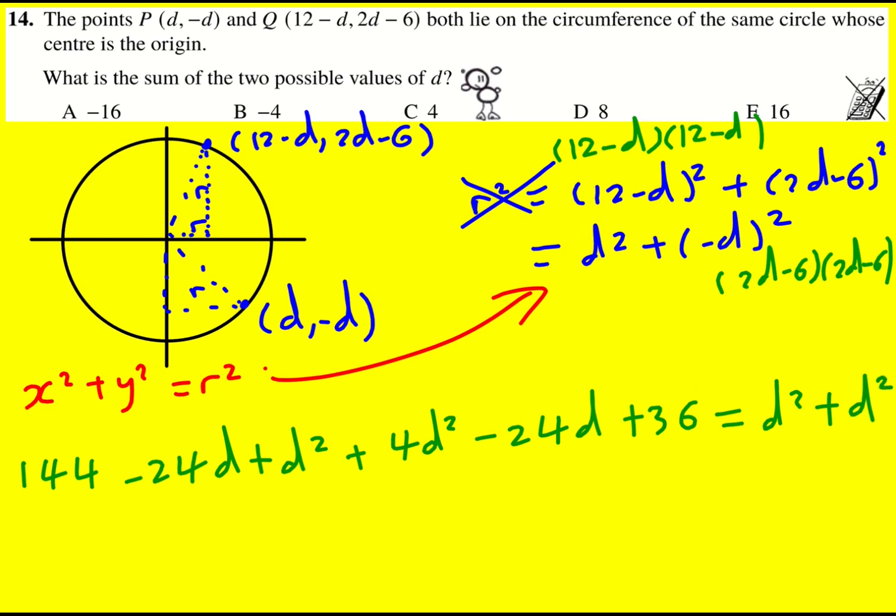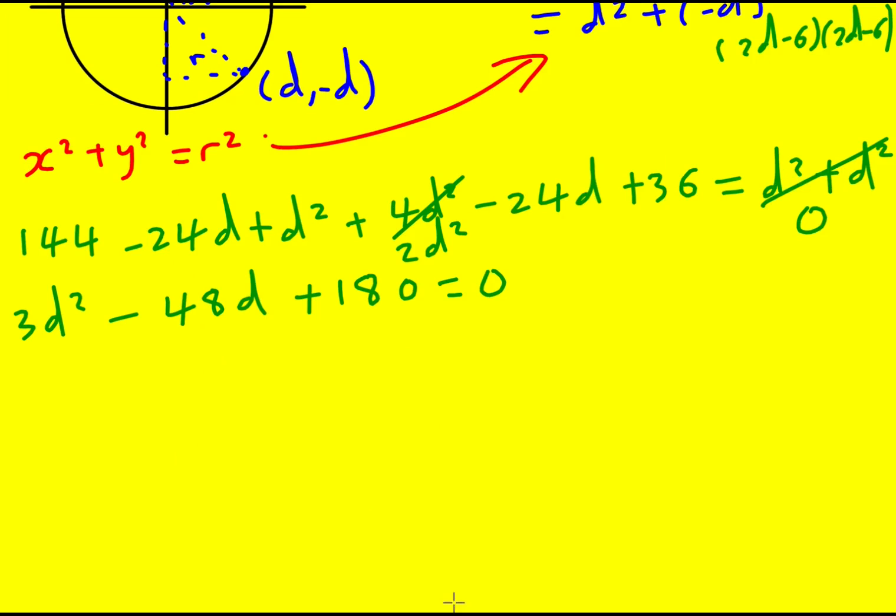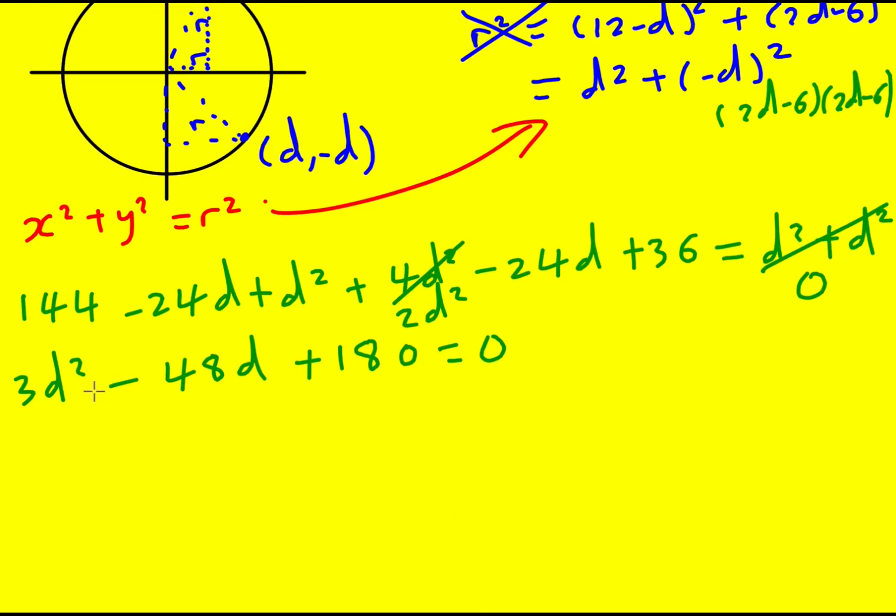Okay, brilliant. So let's tidy this up. I could just subtract the 2d squared straight away, change that to 2d squared. That's just going to save me a bit of time. So I'm going to get 3d squared minus 48d, and then I've got 144 plus 36, that's going to be 180. Okay, and step one of solving a quadratic is to try and cancel out common factors. So I can divide through by 3, d squared minus 16d plus 30 is equal to 0.